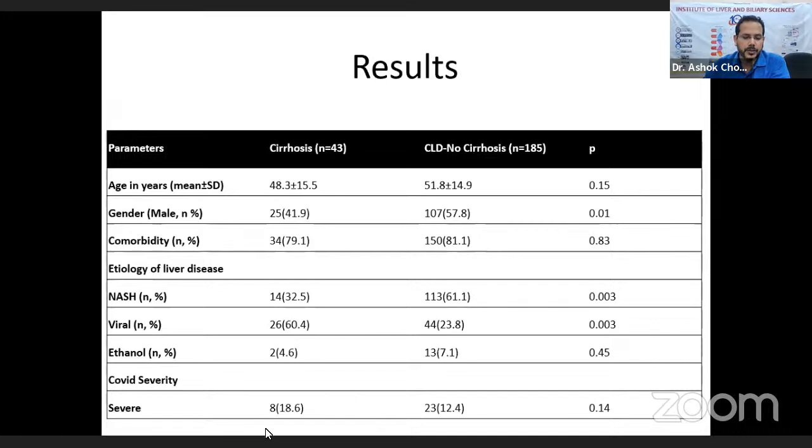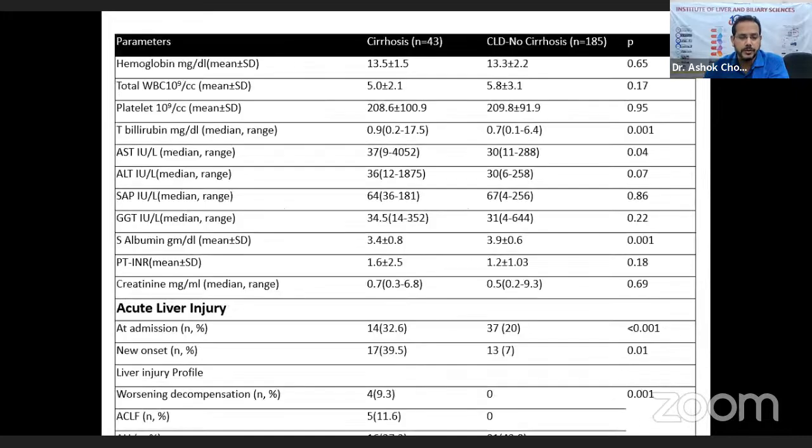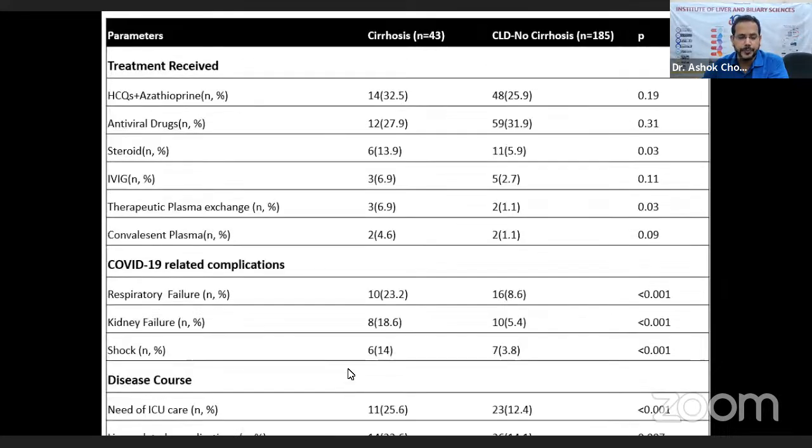And at admission, COVID severe as defined by the WHO definition is close to 18% in cirrhosis, 12% in non-cirrhotic. So in this study, both are not significantly different. When you go for the bilirubin, it is a little bit on the higher side, and as we discussed already, the acute liver injury at admission and worsening decompensation are significantly high in the presence of cirrhosis.